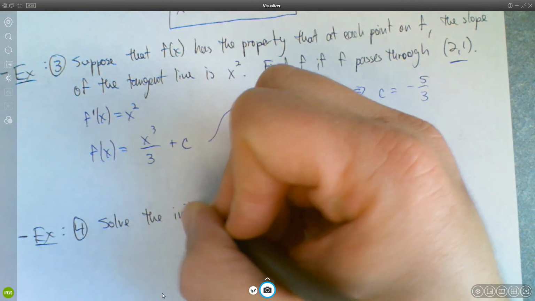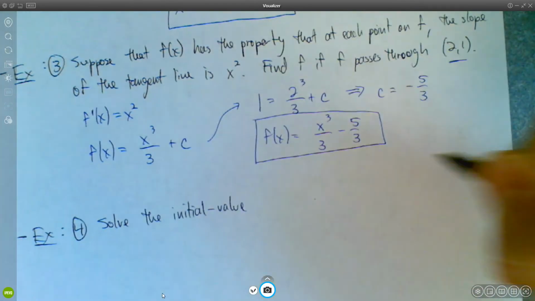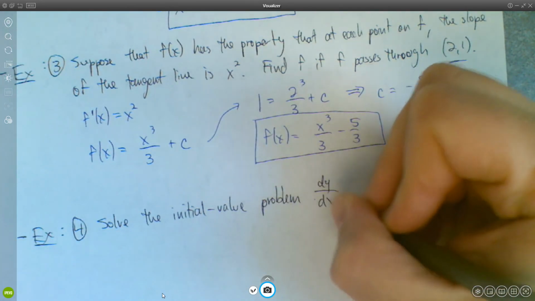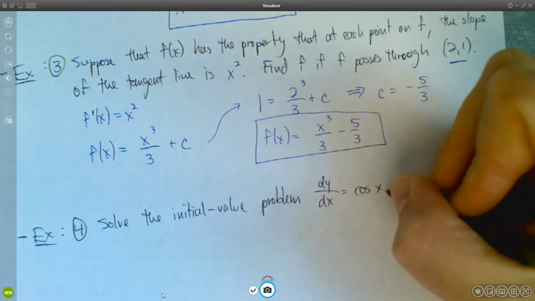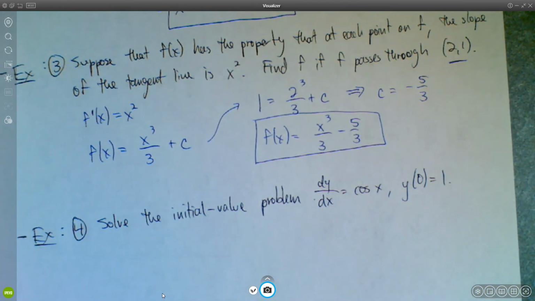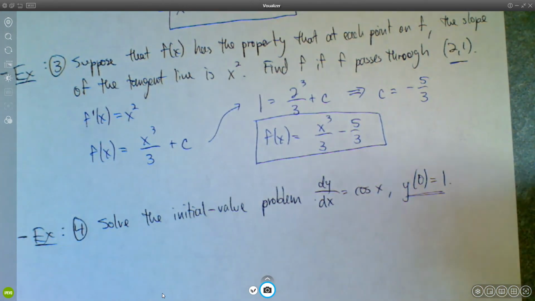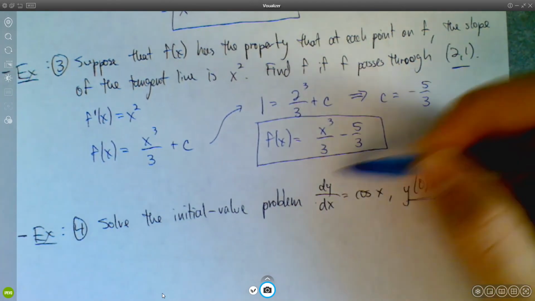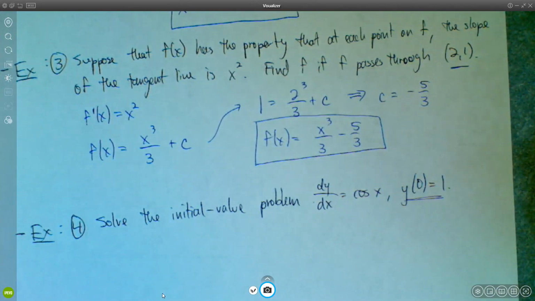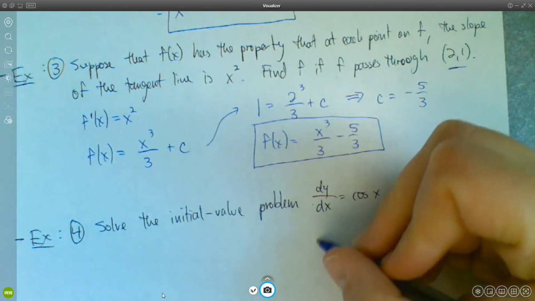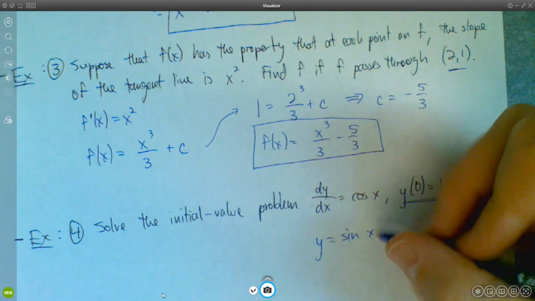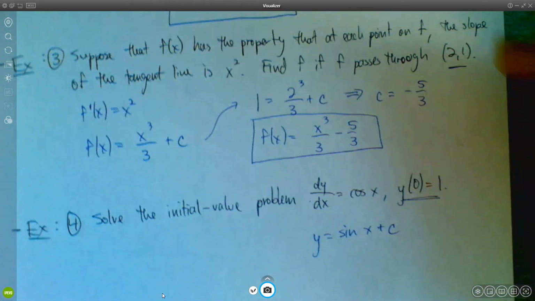the initial value problem dy/dx equals cosine x, y of 0 equals 1. So here they're giving you the initial value, and then here's the differential equation. Let's see if we can solve it. If the derivative is cosine, then the original function should be sine, since the derivative of sine is cosine. So we know that y equals sine x plus c.